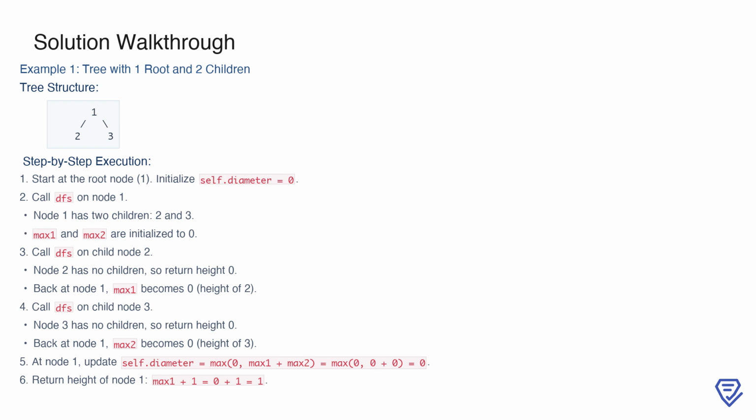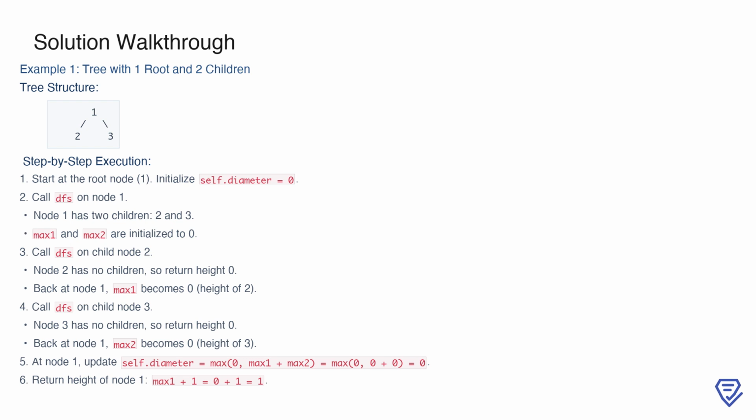We begin with a simple tree that has one root and two children. The tree structure is straightforward, with node 1 as the root and nodes 2 and 3 as its children. Starting at the root node, we initialize the diameter to 0. When we call the depth-first search, or DFS, function on node 1, we note that it has two children. To calculate the longest path through node 1, we keep track of the two largest heights among its children using variables max1 and max2, both initialized to 0.